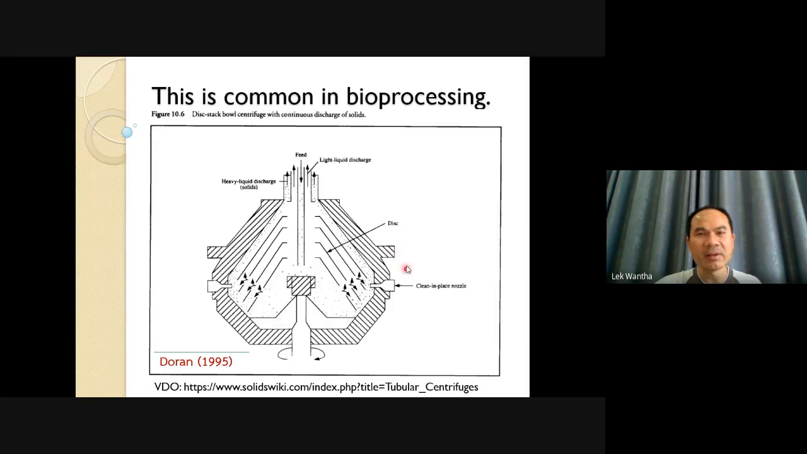Another equipment we call the disc stack centrifuge. It looks like a disc. If you feed the suspension like this and rotate the equipment, it flows in this direction and the solid is separated. The solid will deposit on the wall, and you can throw out the solid and collect it in this direction or that direction, depending on the design. I have some video of something like this.